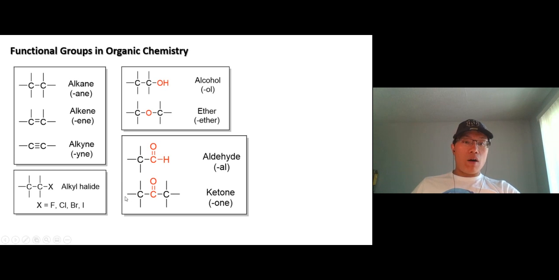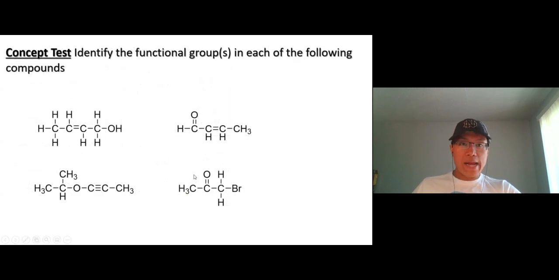Let's try one more: alkyl halide. We have a halogen, fluorine, chlorine, bromine, or iodine, anywhere in the molecule. We call that an alkyl halide. Alkyl means the alkyl group, which is a carbon chain, whether 100 carbons, 10 carbons, 5 carbons, whatever. Let's see if you recognize the functional groups in these four compounds.